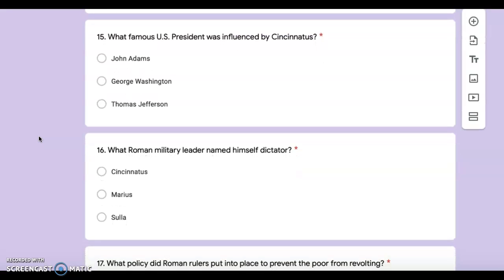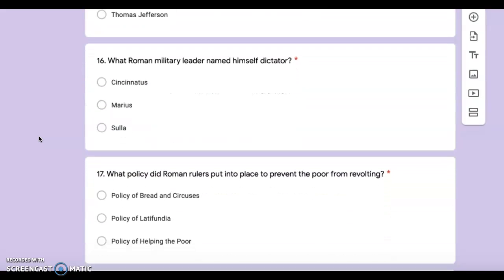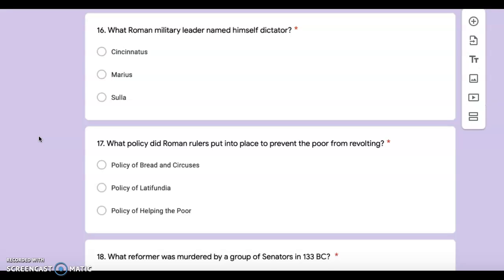Number 15. What famous U.S. president was influenced by Cincinnatus? John Adams, George Washington, or Thomas Jefferson? Number 16. What Roman military leader named himself dictator? Cincinnatus, Marius, Sulla.